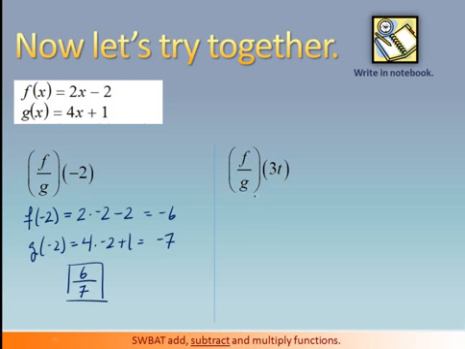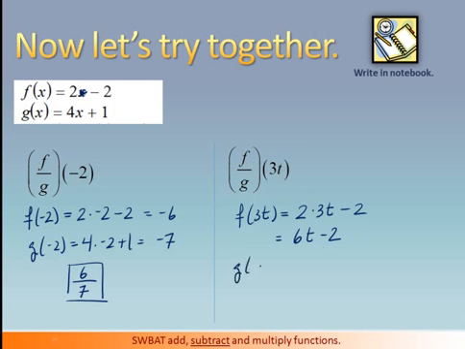Next one. Still looking at the quotient, but this time I have an expression. So I'm going to take wherever I see an x and replace it with 3t. So f of 3t is going to be, so wherever my x is, take him out, he's fired, replace it with 3t. You don't need parentheses because it's a single term. Minus 2, you do need to worry about order of operations because this is 6t minus 2. I cannot combine those, they are not like terms.